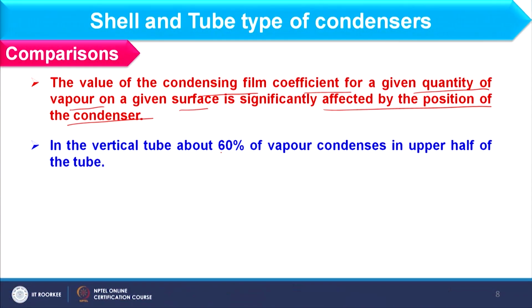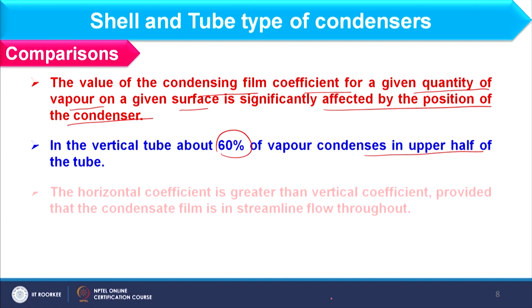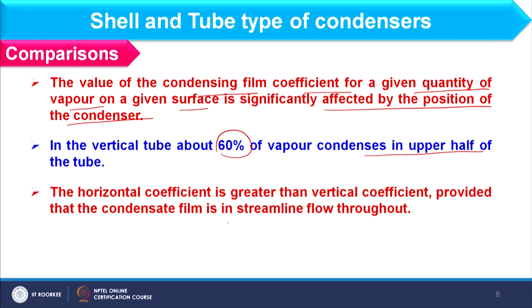So, we have to think properly about the positioning of the condenser, but the basic parameter is that it depends on the heat duty, right. In vertical tubes about 60% of vapor condenses in the upper half of the tube, and in the horizontal case the horizontal coefficient is greater than the vertical coefficient, provided that the condensate film is in streamline flow throughout. Okay. So, usually we obtain a higher coefficient in a horizontal condenser, because in a vertical condenser the problem may occur because of condensate accumulation, right.